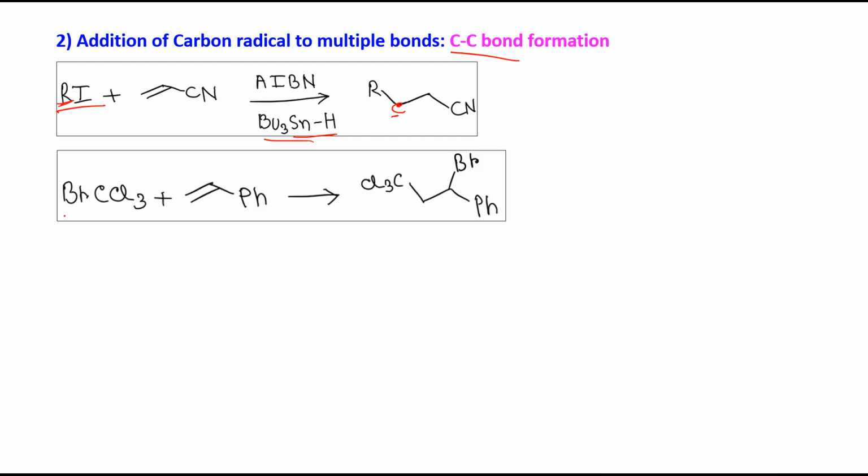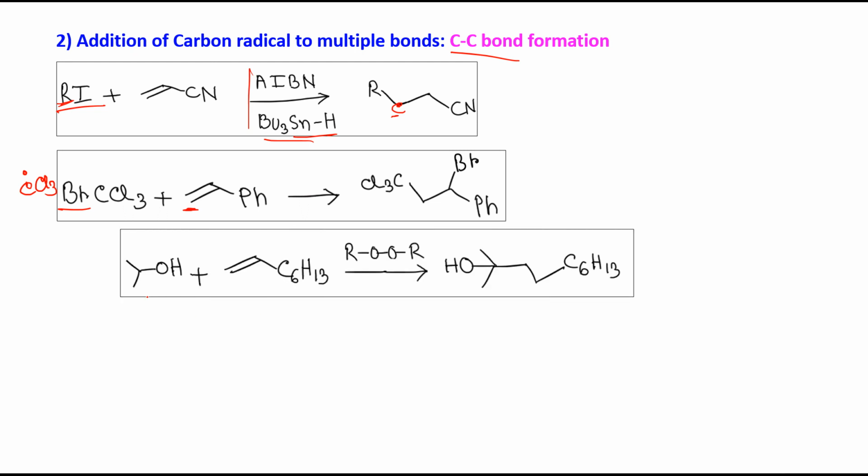So the next reaction, here we have BrCCl3. Here this CCl3 is added to this position. Okay, so the carbon radical that will be generated here is CCl3 dot. So this CCl3 will be added to this position, and the Br will be added to the other position. Now, let me tell you, in this reaction we do not need any of these reagents.